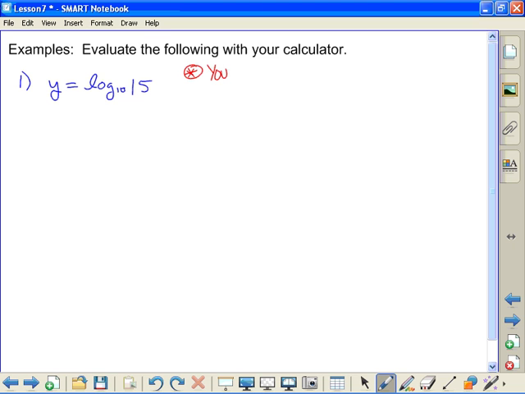Your calculator will only work for base 10. Okay? So it has to be base 10. So all the examples obviously on this page I'm going to do is base 10. And we'll talk about what happens if not in the next slide here.